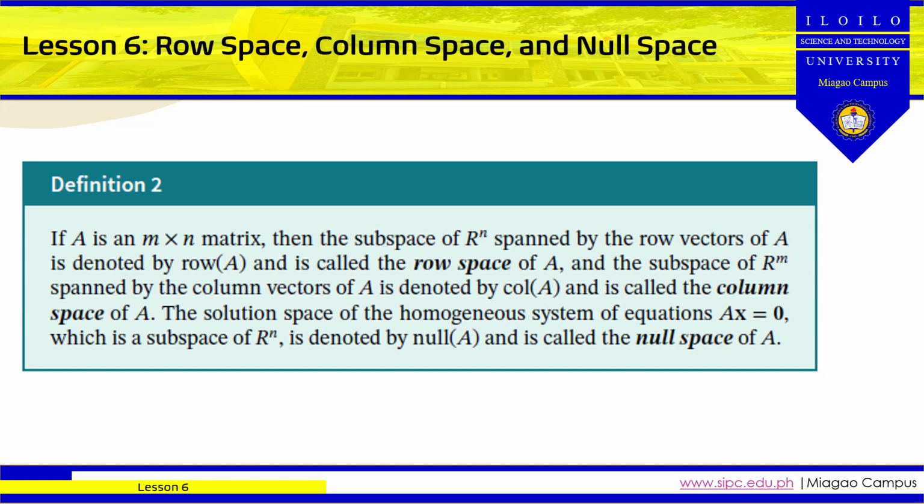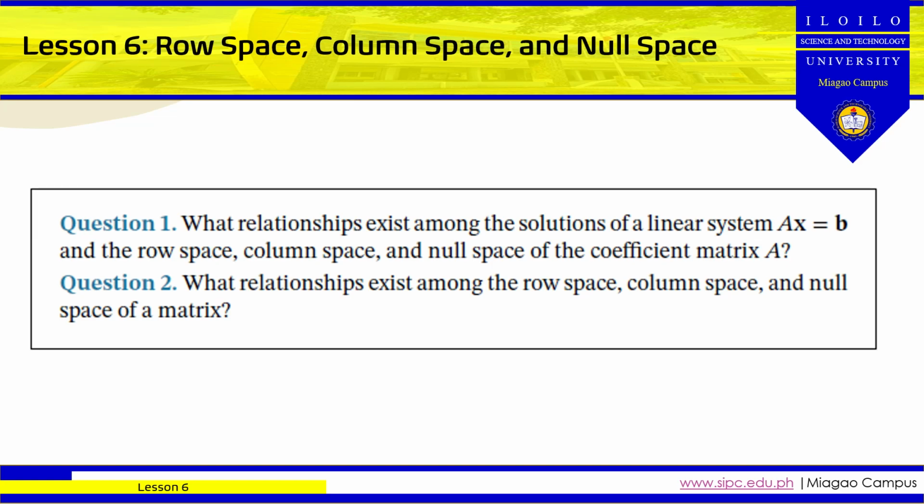Definition 2 states that if A is an m by n matrix, then the subspace of Rn spanned by the row vectors of A is denoted by row A and is called the row space of A, and the subspace of Rm spanned by the column vectors of A is denoted by col A, or the column space of A. The solution space of the homogeneous system of equations Ax equals 0, which is a subspace of Rn, is denoted by null A, or called the null space of A. We will use these definitions in the following discussions.